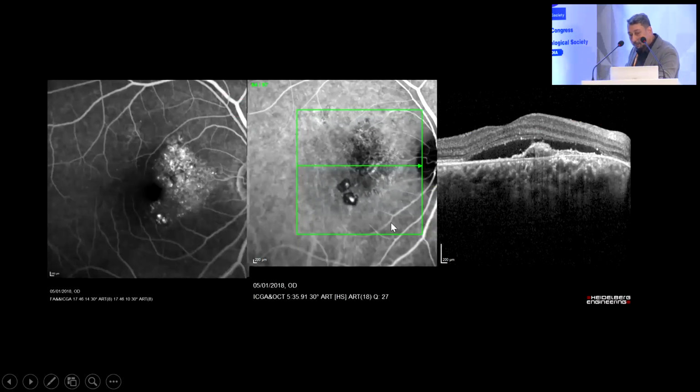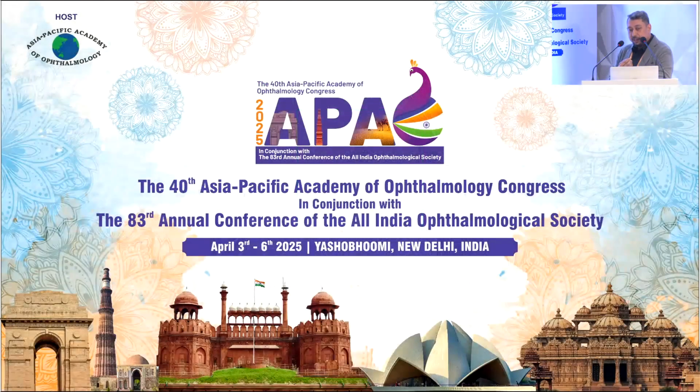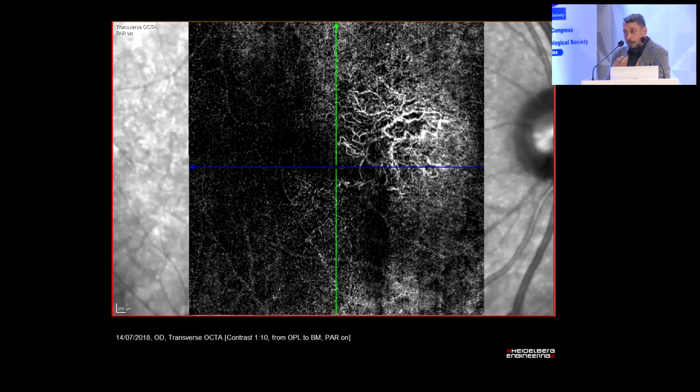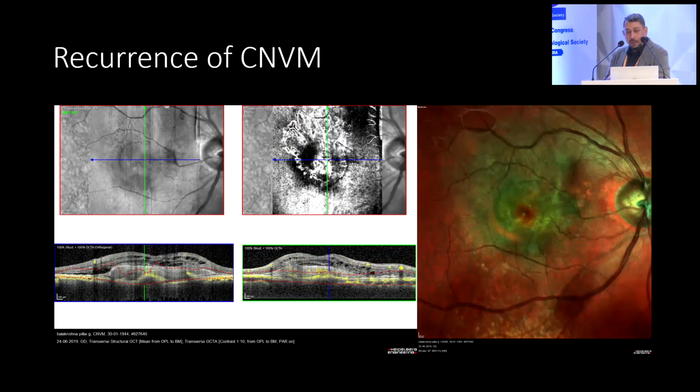No problem. Yeah, and even in the diagnosis of PCV on the angiography, you can see clearly the polyps. But on the OCT angiography, you can see a wonderful branching neovascular network. It might be a bit more difficult to see the polyps on the OCTA, but one of the main uses of the OCTA nowadays is establishing recurrence of CNVMs.